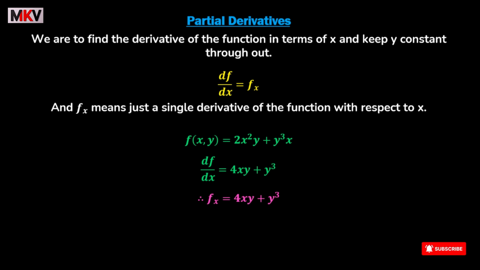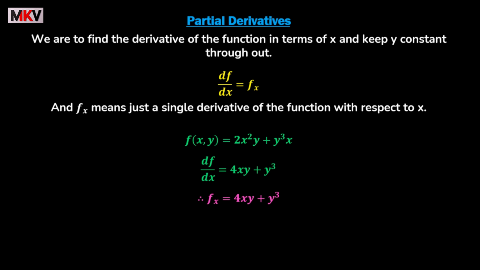So we keep y constant and we differentiate the x terms. We have x squared in the first term. Differentiating x squared, we get 2x, and since we already have 2 multiplying the term, we have 4x. Differentiating x, it will leave us with 1, so we have y cubed at the other end of the function. So f sub x will leave us with 4xy plus y cubed.